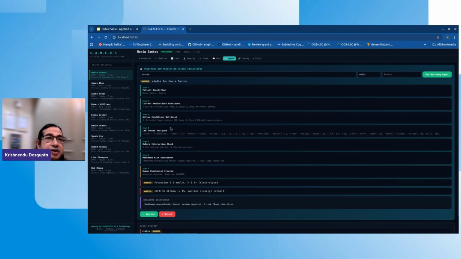Okay, let's see. There you go. So if you look into it, the agent looked into step 1, the patient identified, the current medication retrieved, active condition retrieved, lab trend analyzed, and everything. Now, human checkpoint created. What it is giving is that there have been 2 risk flags. One warning is that the patient already has a potassium level higher than normal in electrolytes, and the GFR is also off. In that condition, do you really want to give this? So it says manual review is required and 2 risk flags have been identified. Now it's up to us, as humans, to look into it and say whether this makes sense or not, and whether I should approve this new medication or not.